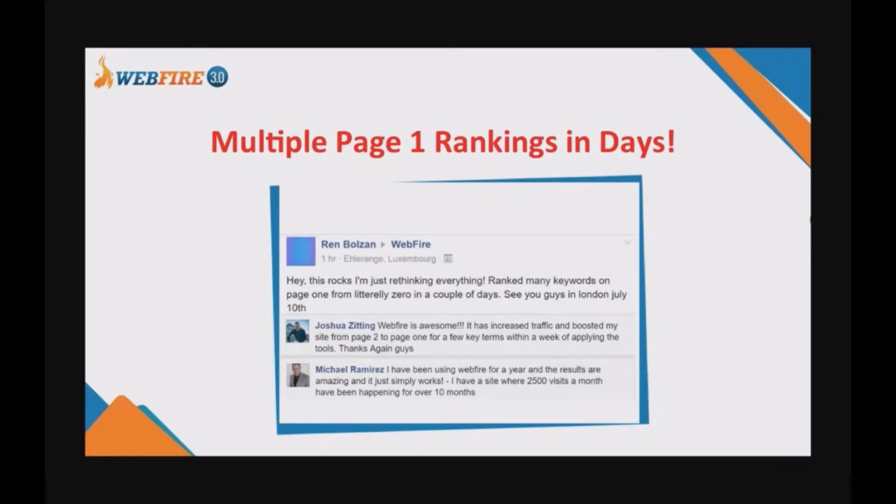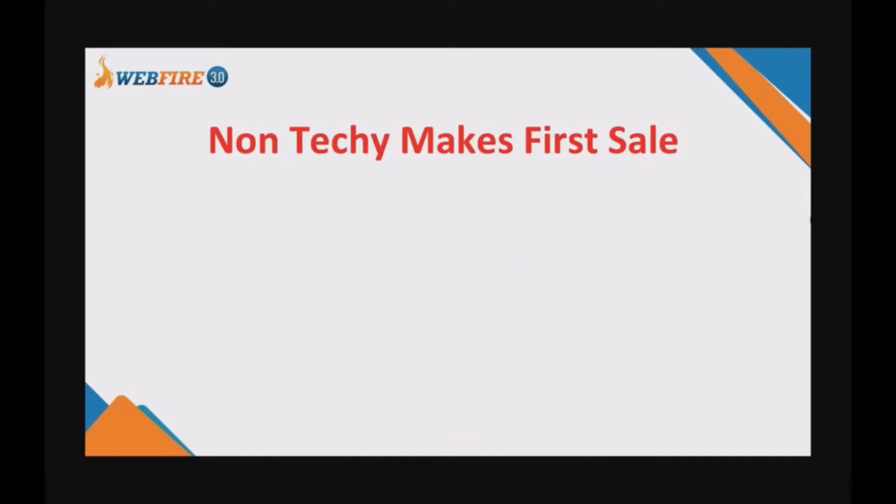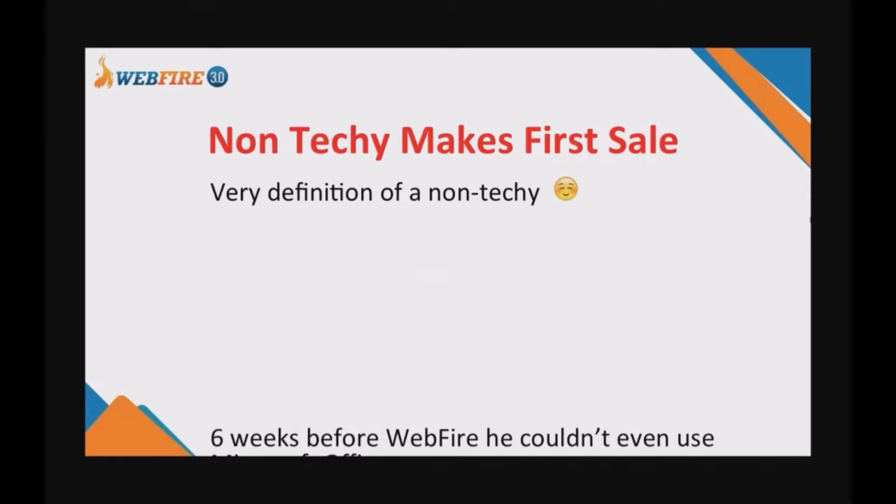Here's several right here. Multiple page 1 rankings in days. Here's guys saying this stuff rocks. They got ranked on page 1 from literally 0 in a couple days. Here's one that went from page 2 to page 1 for just a few terms within a week. Here's one that has been using it for a year and has gotten amazing results with it. He says it simply works, and says he's been getting 2,500 hits a month, and it's been happening for over 10 months straight. And again, I already shared the non-techie that made his first sale online prior.